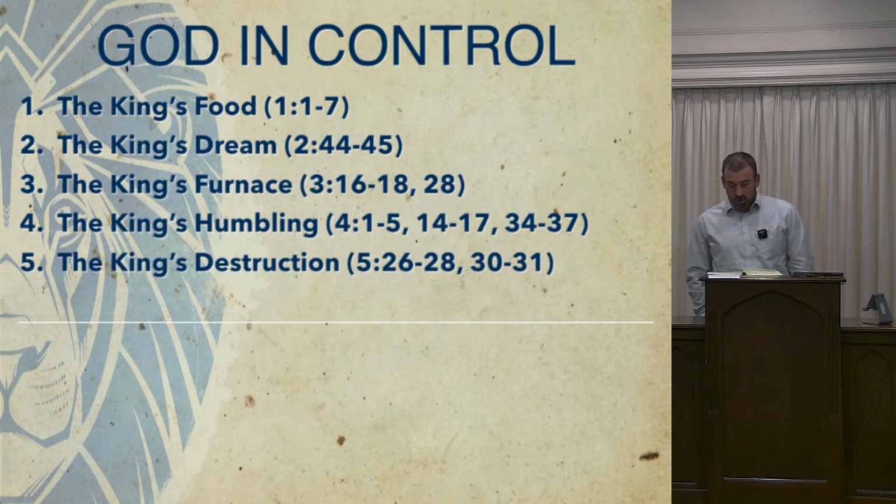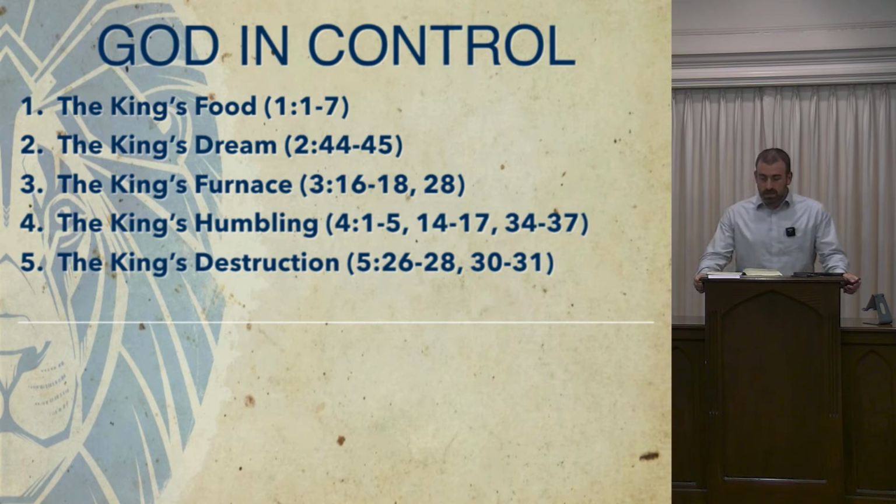Mene, mene, tekel, parsin, verse 25. And this is the interpretation of the matter. Mene, God has numbered the days of your kingdom and brought it to an end. Tekel, you have been weighed in the balances and found wanting. Perez, your kingdom is divided and given to the Medes and the Persians.